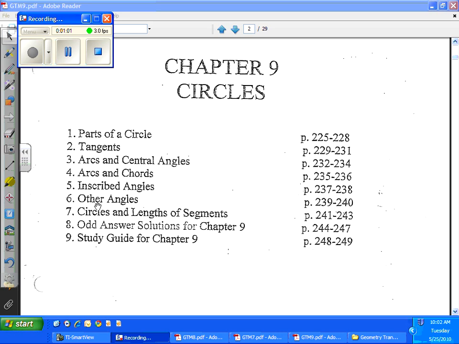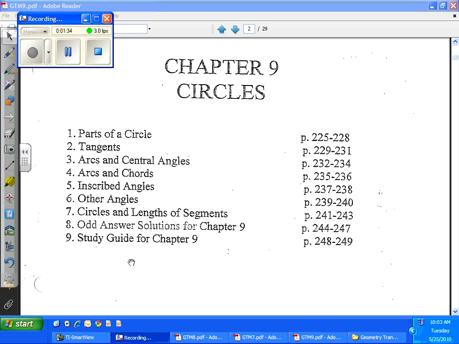Other angles, we're going to look at circles and the lengths of segments. That's if two chords intersect inside of a circle, then the product of the segments of one chord is equal to the product of the segments of the other. And things like if two secants, two tangents, or a secant and a tangent are drawn to a circle from a point outside of a circle, then the product of one secant and its external segment, that kind of stuff. It's a bunch of stuff about secants and tangents drawn to a circle from a point outside. We'll get to that in due time. We have the odd answer solutions and then the study guide.